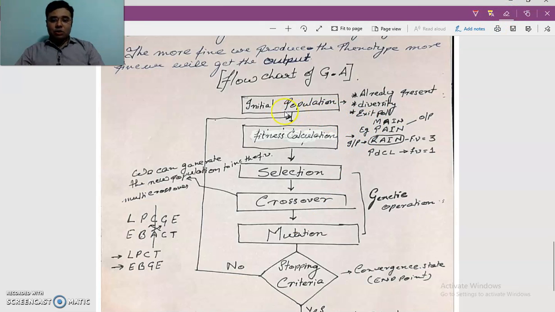As you can clearly see, the first part is the initial population. Now what is the initial population? Initial population means that we already have a population at present, right? And in that population we need to find the diversity, right? In order to explain it, let me give you one very classical example. Suppose we are going for an exit poll for any sort of election, right?